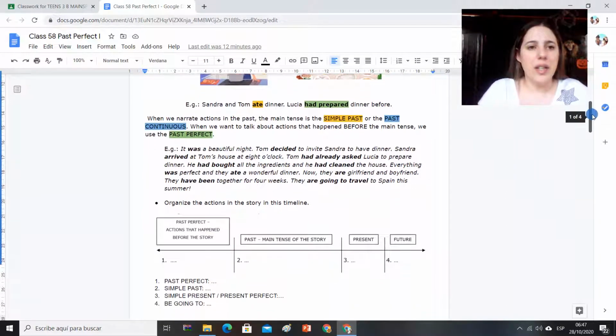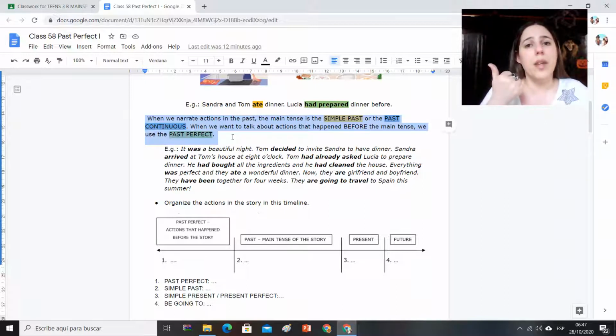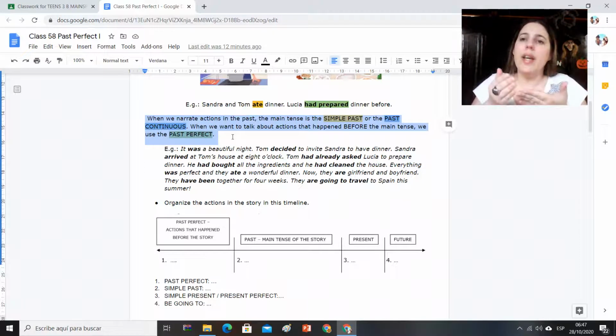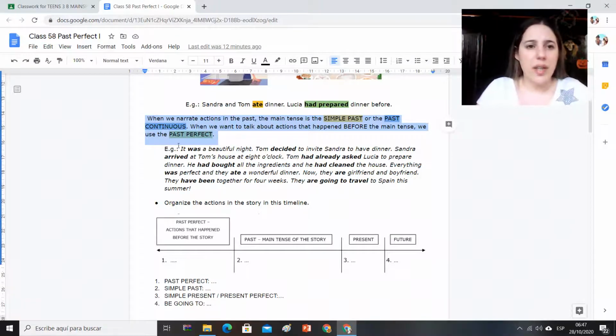Let's continue reading here. When we narrate actions in the past, the main tense is the simple past or the past continuous, okay? But when we want to talk about actions that happened before the main tense, we use the past perfect, okay? Entonces, yo vengo narrando simple past o past continuous porque las acciones están en orden, pero ahora quiero explicar que algo ya había sucedido. Ahí, past perfect.